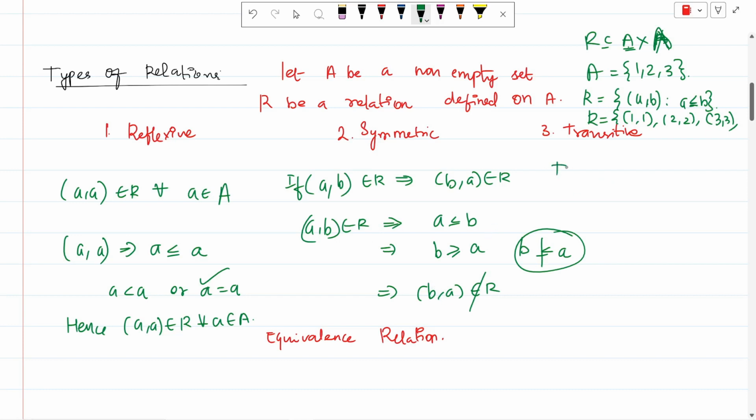For transitive, if A, B belongs to R and B, C belongs to R, then that implies A, C belongs to R. இது நடந்திருக்கணும் நமக்கு. Okay, A, B belongs to R. From the question we have A is less than or equal to B. And B, C belongs to R. So B is less than or equal to C.